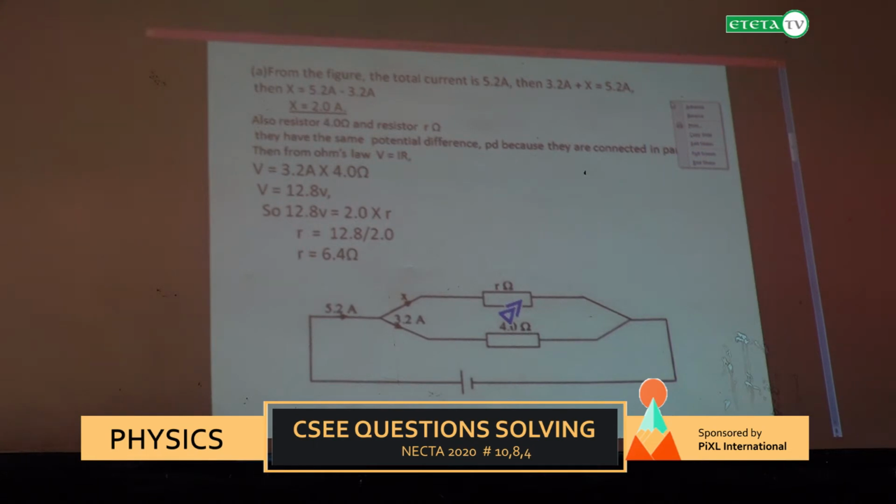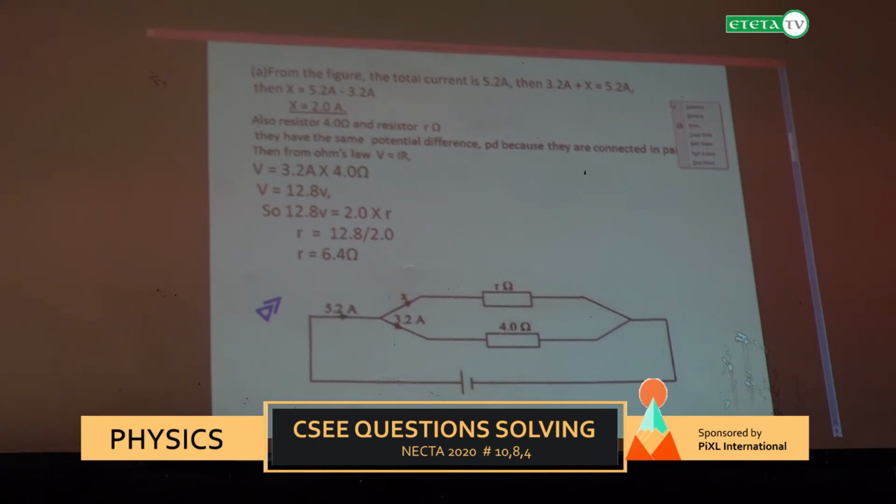And we know that if the resistors are connected in parallel, the potential difference is the same. Now we have already calculated the potential difference, which is 12.8. So in order to find the resistor R from Ohm's law, we substitute into our formula V is equal to IR. Then we make R the subject, then we substitute the value of current and the value of voltage or potential difference. Then from that we get the value of R from the calculation.